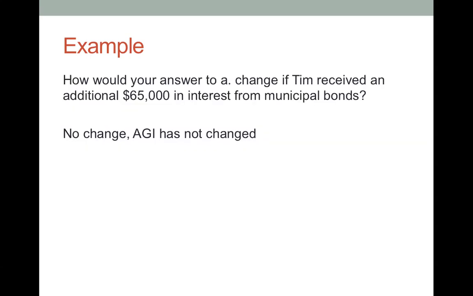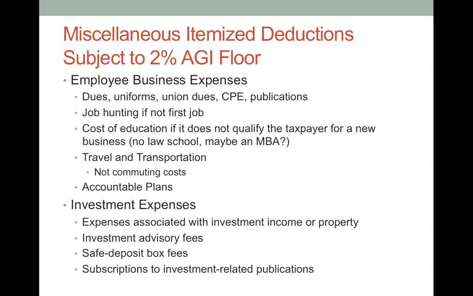The final scenario is, how would your answer change if Tim received $65,000 in municipal bonds? It won't change, right? Because municipal bonds aren't taxable. Tim's AGI will not change, and so his limitation will not change. So nothing changes if he has muni interest of $65,000. Okay, so we're almost there.